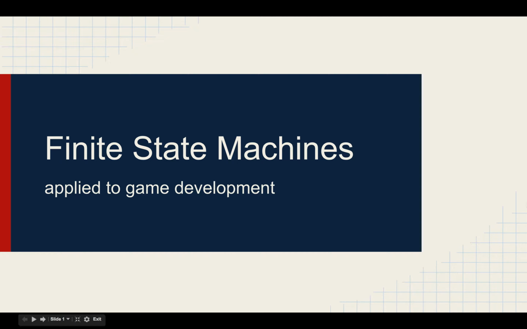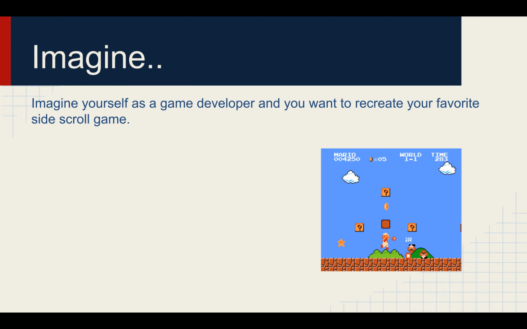All right, so this is our presentation on finite state machines applied to game development. So, imagine yourself as a game developer and you want to recreate your favorite side-scroll game. A side-scroll game, for example, is just like Super Mario Brothers, right? It's from the side and we move along the screen. So, as programmers and computer scientists, how do we go about creating this game? What are some strategies we would want to use? How do we do that?